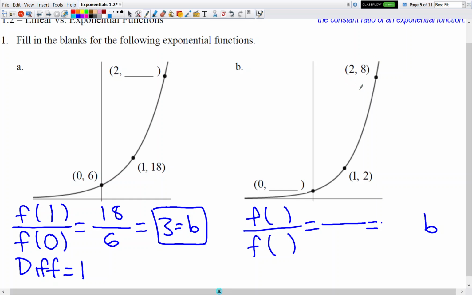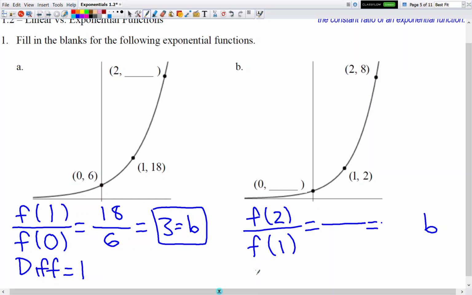2, 8, is that a complete coordinate? Yep, so I can use 2, 8 and 1, 2. So when I start filling out my first column, these are my x's. So x is 1 and x is 2. So what did I just say as far as which x goes in which spot? You always want to put the bigger x on top. So is x equal 1 bigger or x equal 2 bigger? Well, I hope you said 2. Okay, so 2 is bigger, 1's on the bottom.